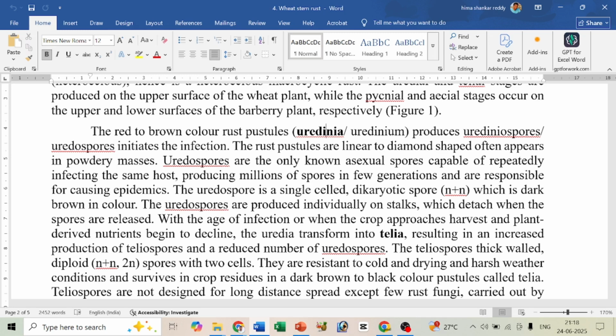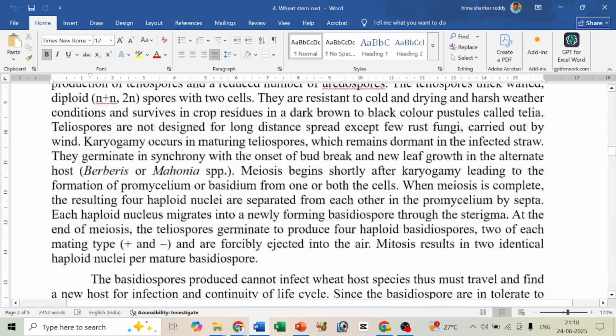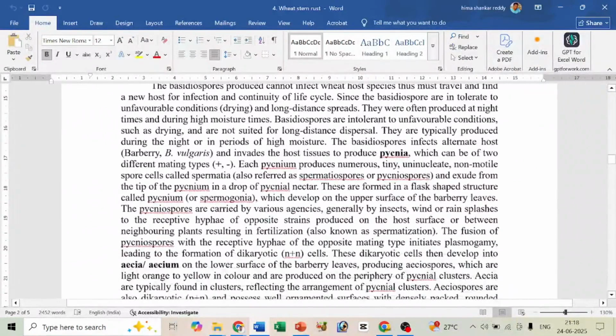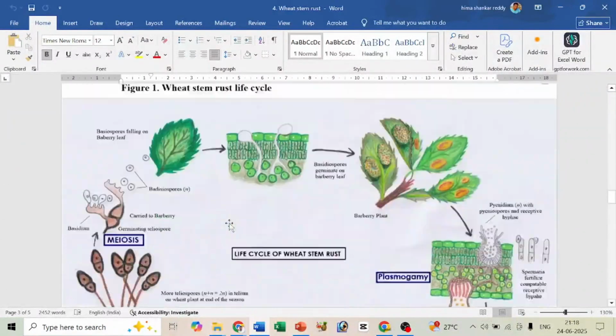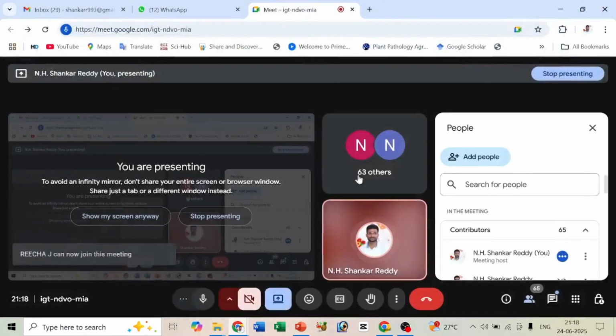After the urediniospore infection is initiated, they will produce the symptoms, and the rust pustules appear. All those things I have mentioned here, though not all the spore stages we are studying; this is just giving the description about the particular point.